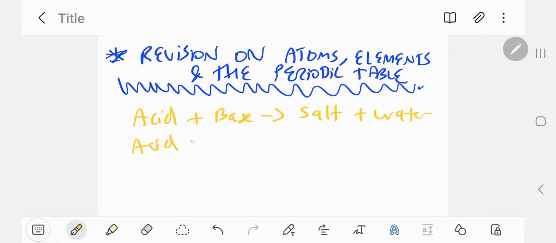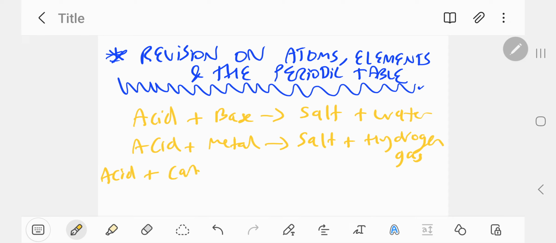They can also react with a metal to give you salt and hydrogen gas. They can also react with things called carbonates to give you salt, water, and carbon dioxide gas. You need to commit these to memory. You need to know them.